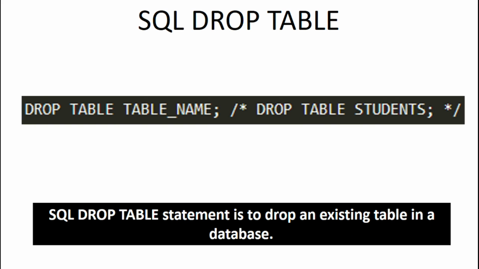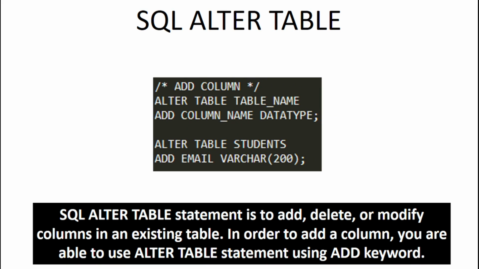The SQL drop table statement is used to drop an existing table in a database. The SQL alter table statement is used to add, delete, or modify columns in an existing table. In order to add a column, you are able to use the alter table statement with the add keyword.